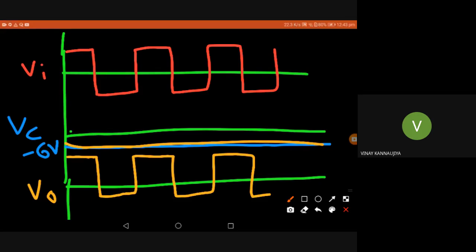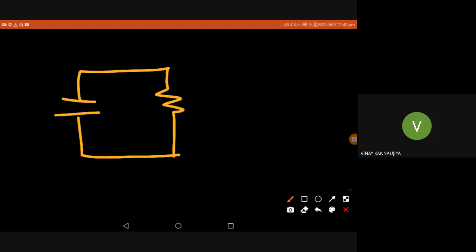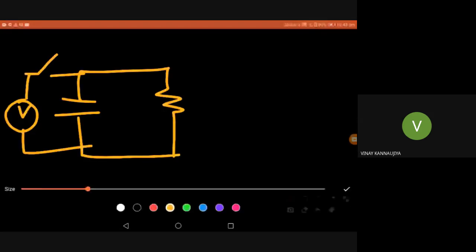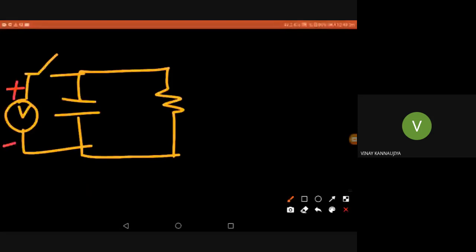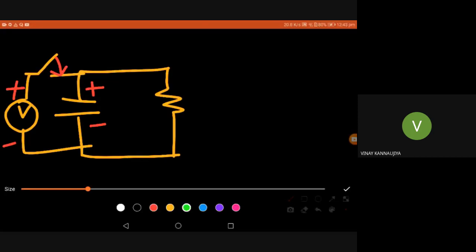Usually, in any RC circuit, I have a capacitor, and I charge the capacitor using some voltage V, plus minus. When I turn on the switch, what happens? The capacitor gets charged immediately because there's no resistance in the circuit. So immediately my capacitor is charging, because it's parallel to V. So it is charging to some voltage V.